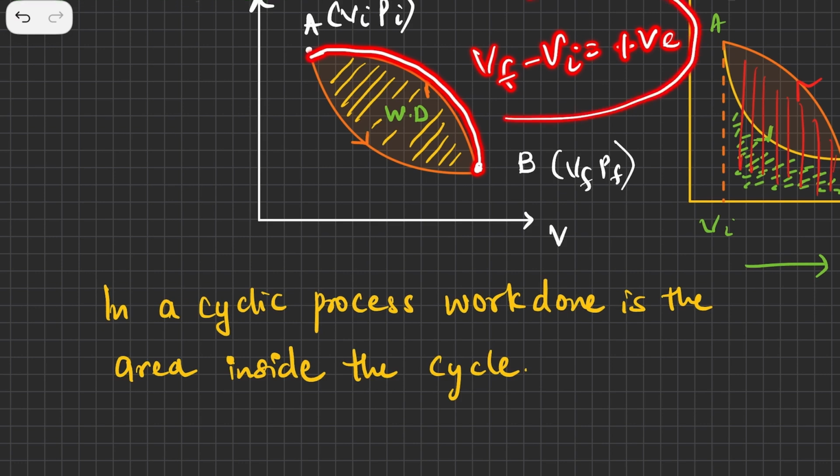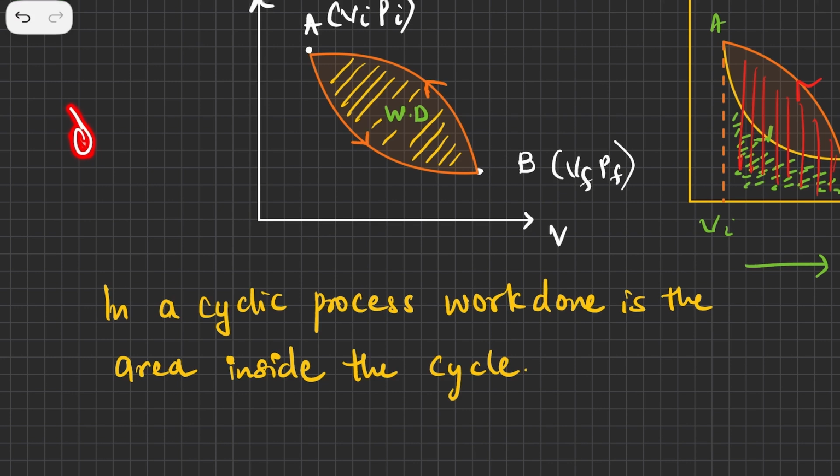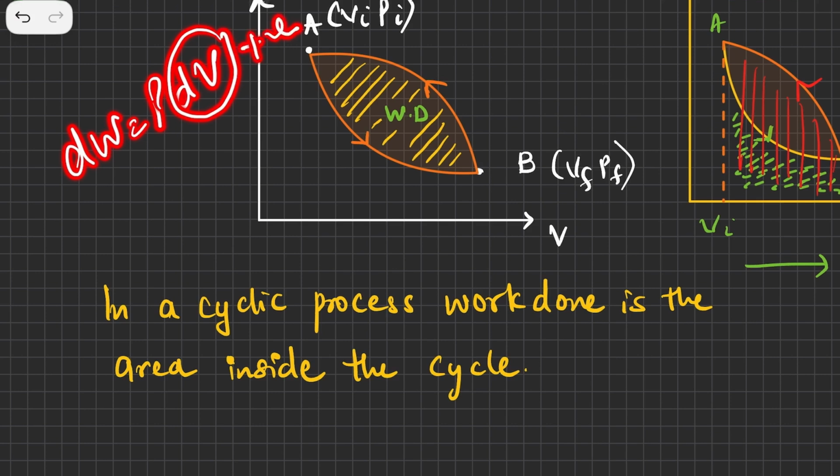What does it imply? If the change in volume is positive, dW is nothing but PdV. So if dW is equal to PdV, and if dV is positive, dW would also be positive. But if dV is negative, dW would also be negative.